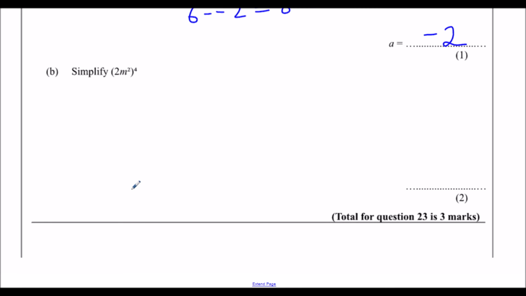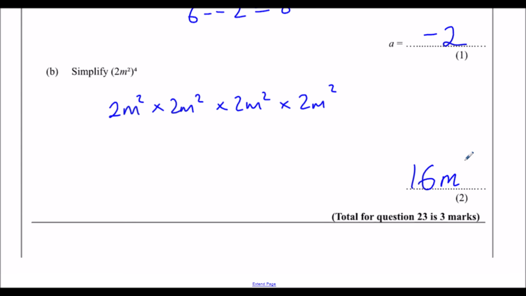Part B. Simplify 2m squared to the power of 4. So we've got 2m squared times 2m squared times 2m squared times 2m squared. 2 times 2 times 2 times 2 is 16. And when we multiply, we add the powers. So 2 plus 2 plus 2 plus 2 is 8.